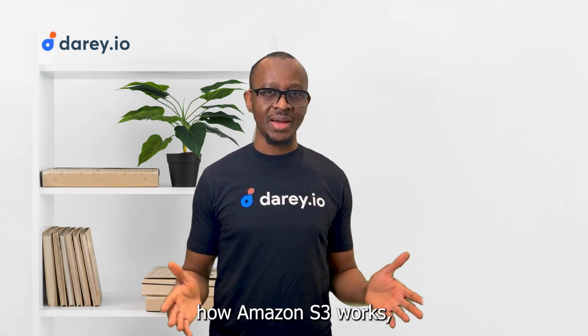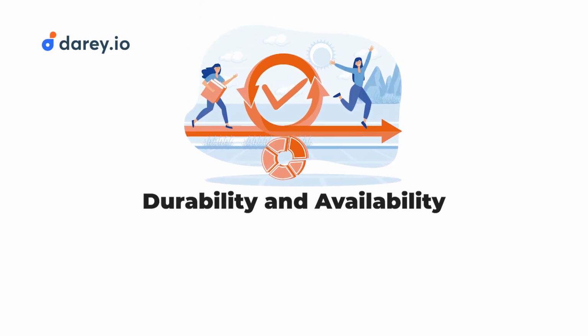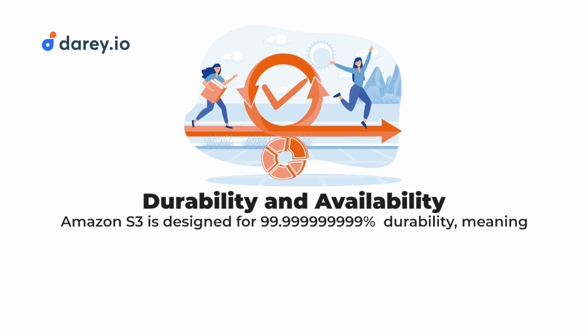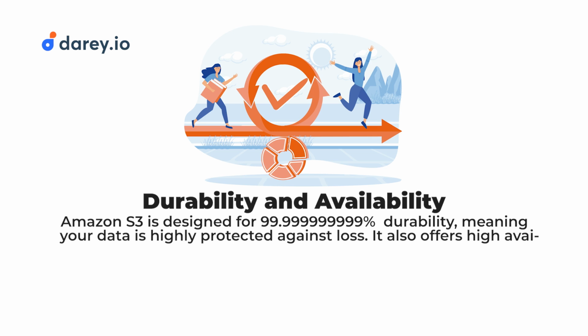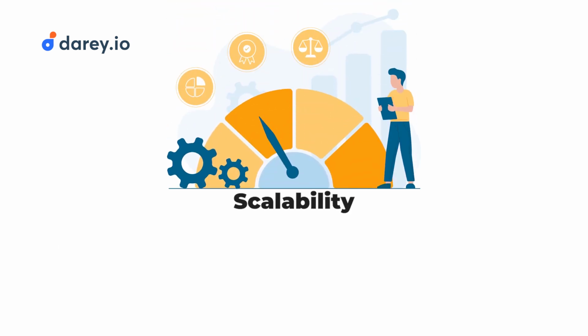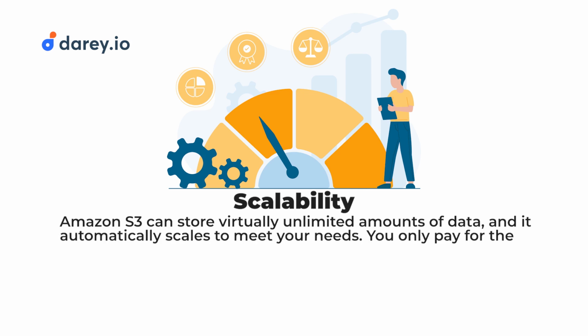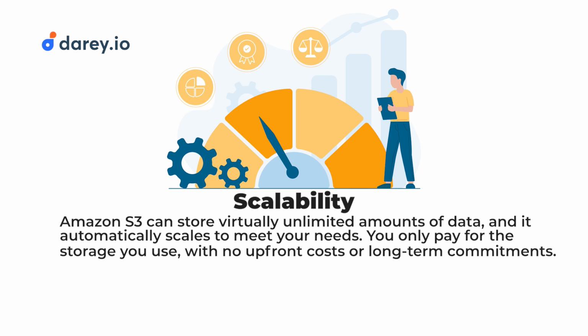Now that we understand how Amazon S3 works, let's explore its key features. Durability and availability. Amazon S3 is designed for 99.9999% durability, meaning your data is highly protected against loss. It also offers high availability, ensuring that your data is always accessible when you need it. Scalability. Amazon S3 can store virtually unlimited amounts of data, and it automatically scales to meet your needs. You only pay for the storage you use, with no upfront costs or long-term commitments.